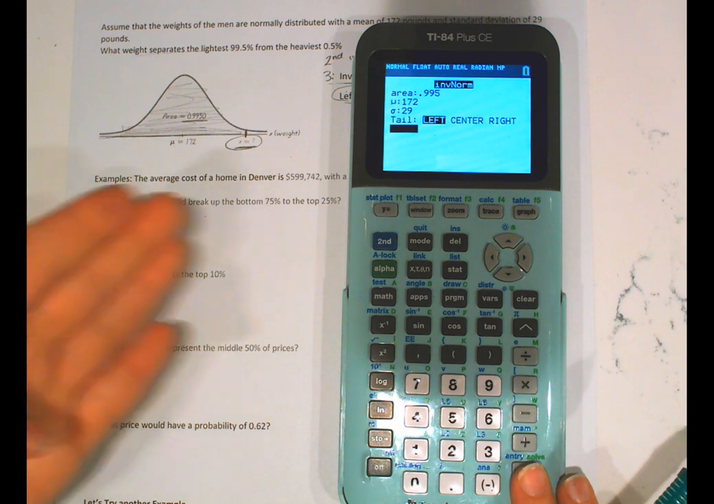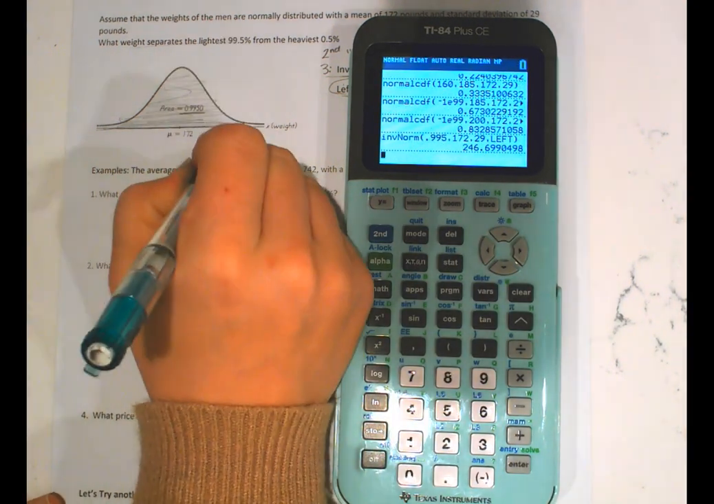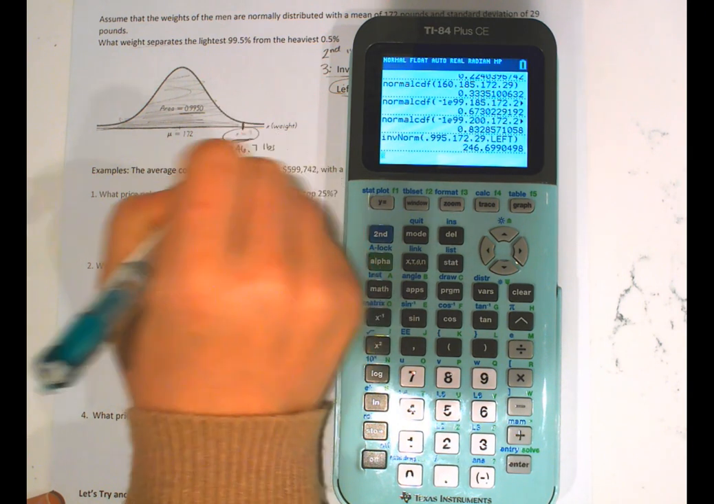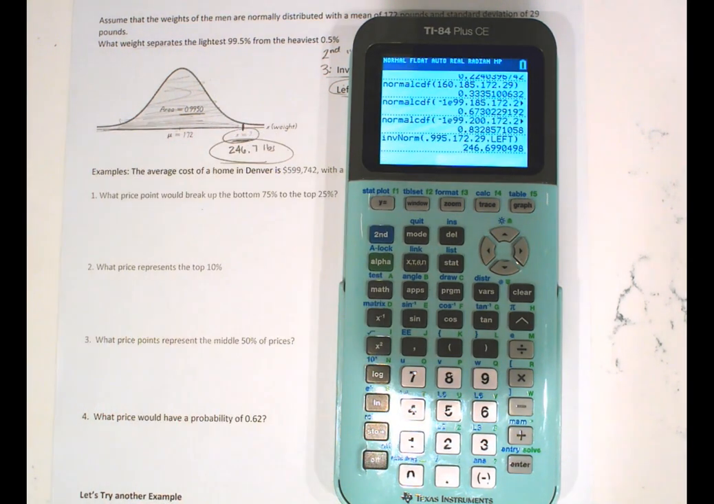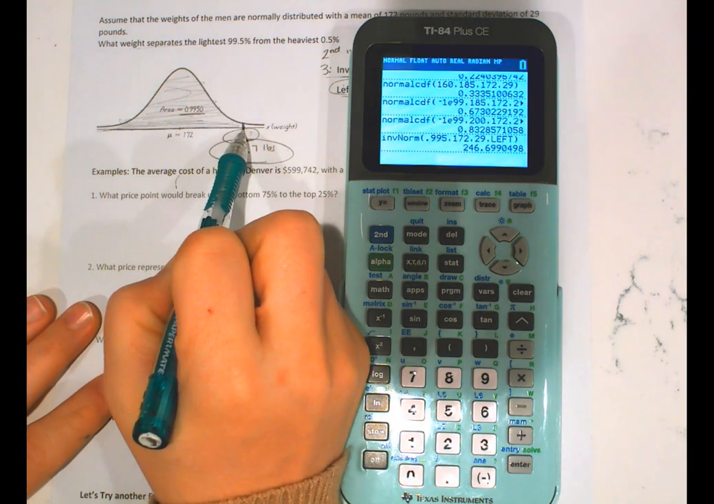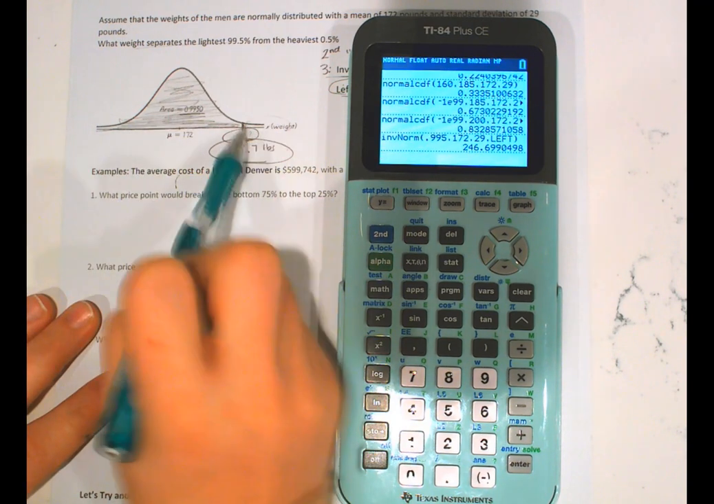You can type it in just like this, and it tells you that this x value here was 246.7 pounds. So 246.7 was that upper bound here, to cut off the bottom 99.5% from the top 0.5%.